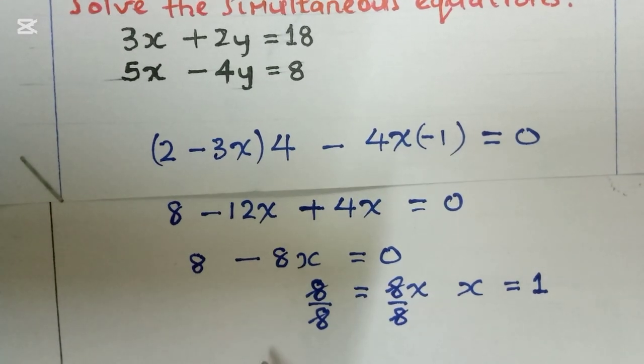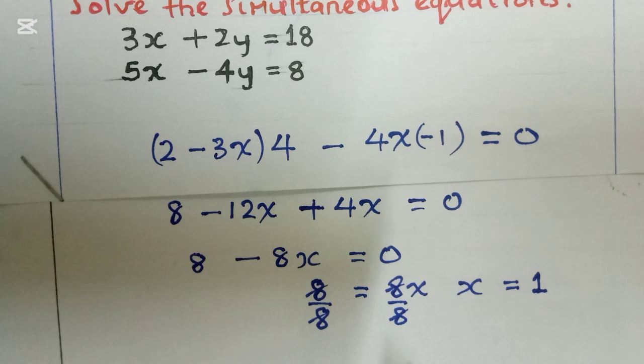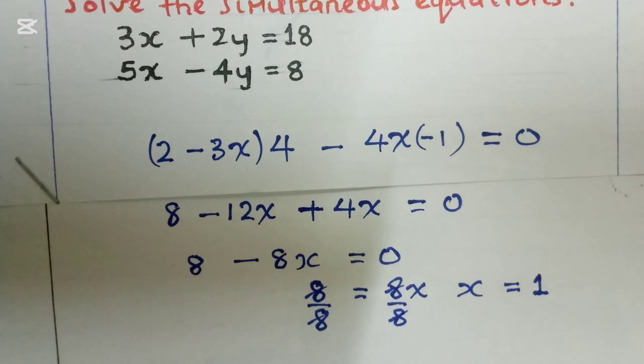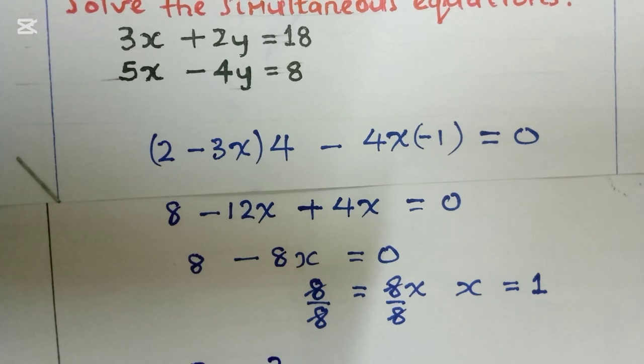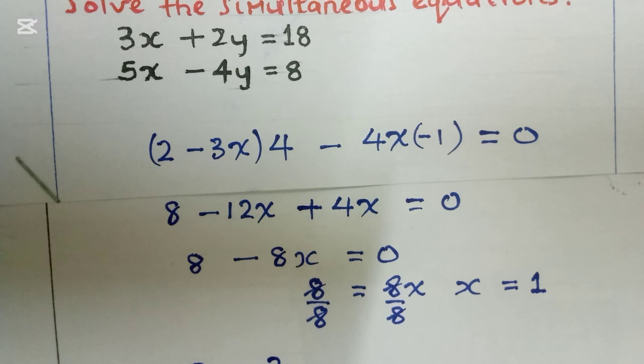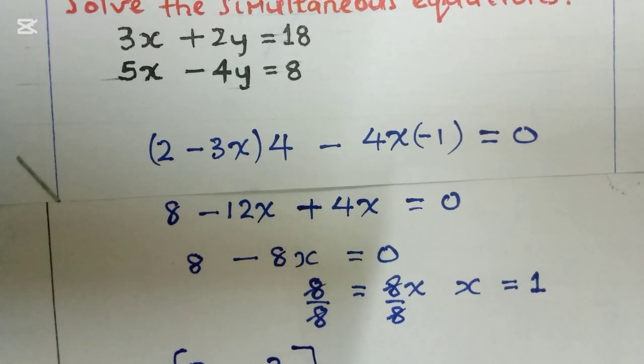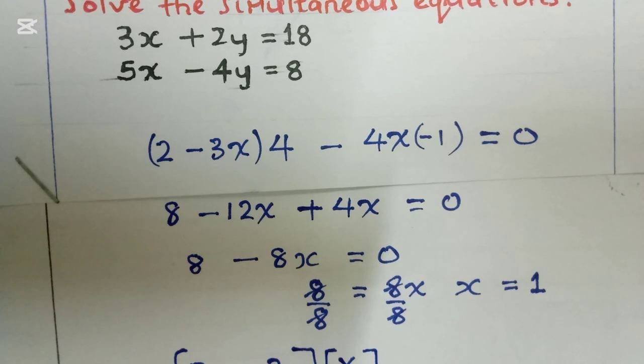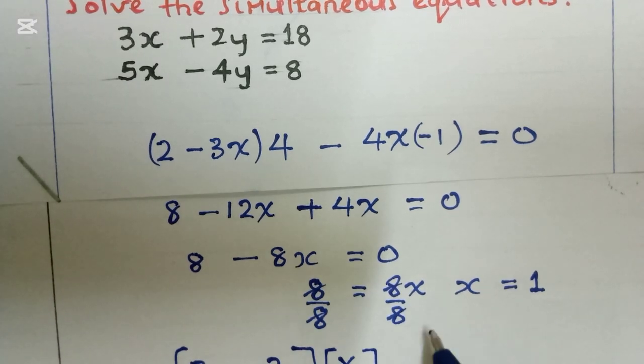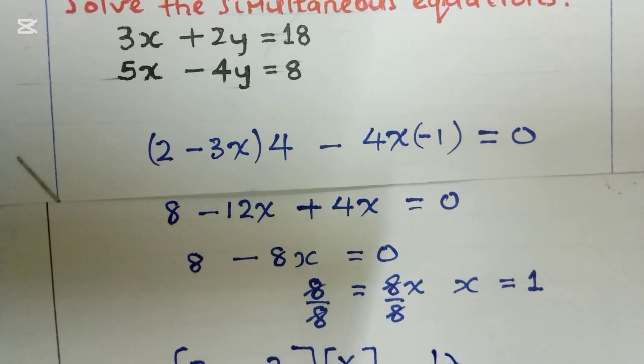First thing, we write the simultaneous equation in matrix form, and that is going to be 3, then you put 2 here, then you have 5, and this is -4, like that. So that one is in matrix form. Then you have x, y, and then the solution for that you get 18 and then 8.